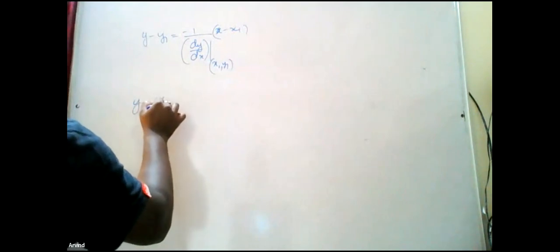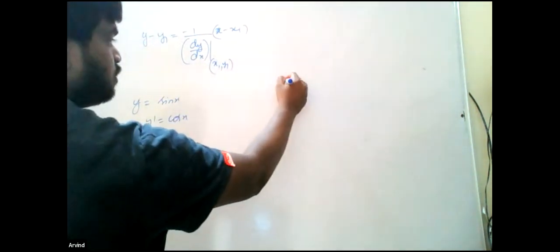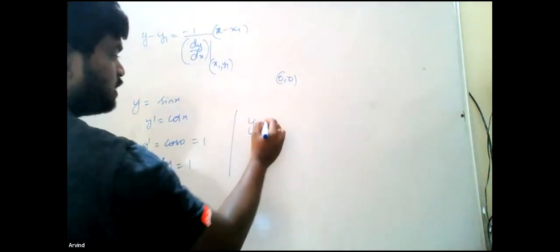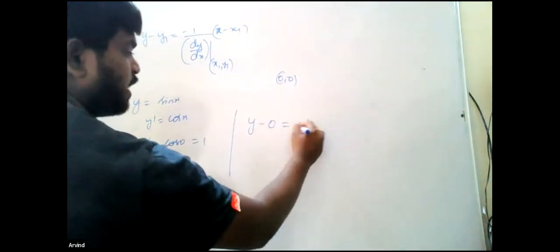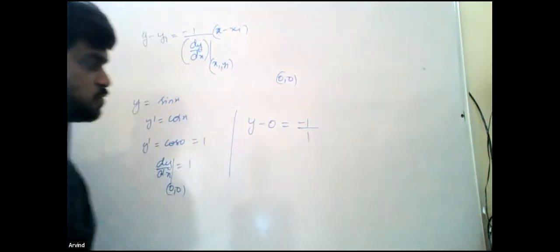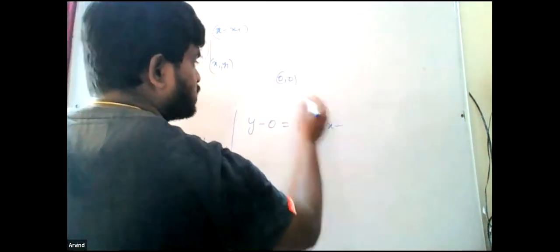So y is given as sin x, differentiated y dash is cos x. Let's find the slope. What is the value they have given? 0, 0. So put x as 0. Putting x as 0, cos 0 is 1. So y dash, that is dy by dx, is 1. Okay, so y minus y1 is 0 equals minus 1 by dy by dx at 0, 0, which is 1. So let's substitute 1. x minus x1 is 0.